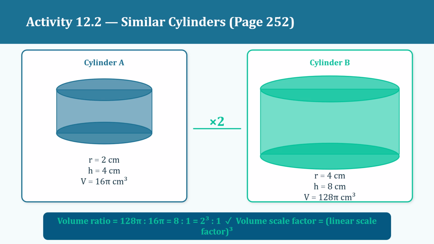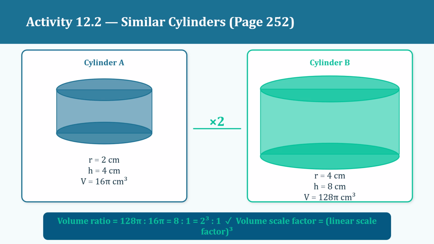So here we have two similar cylinders, cylinder A and cylinder B. The linear scale factor there is 2. The radius of cylinder A is 2 centimeters. The radius of cylinder B is 4 centimeters. Linear scale factor 2. The height of cylinder A is 4. The height of cylinder B is 8.